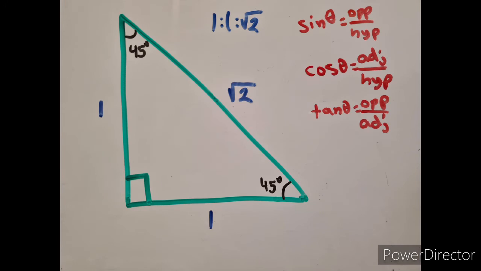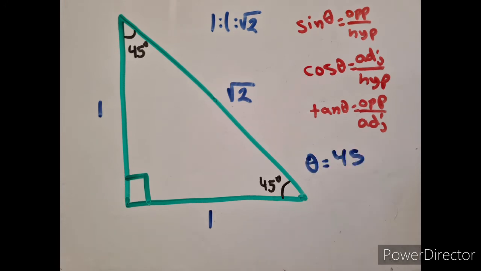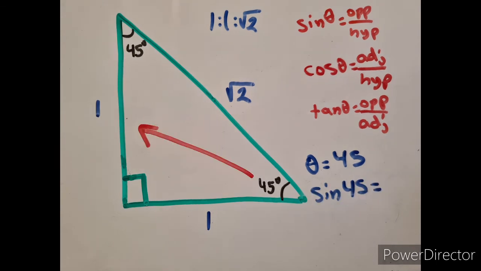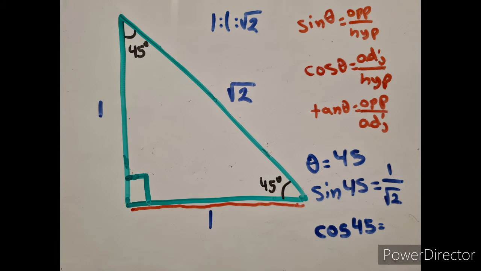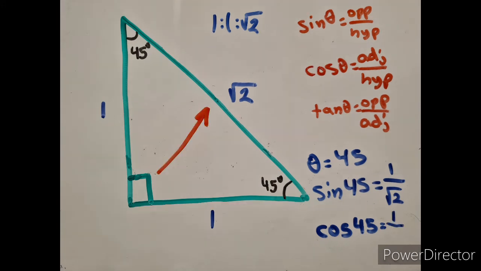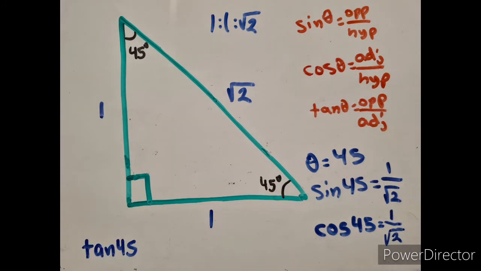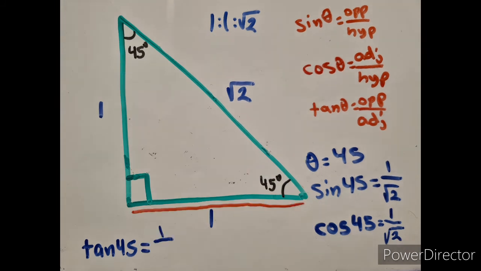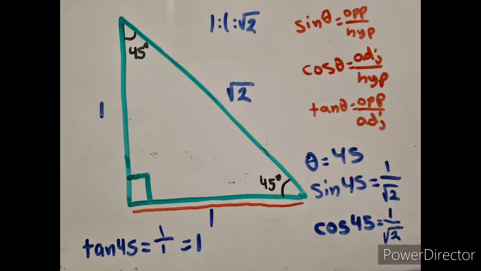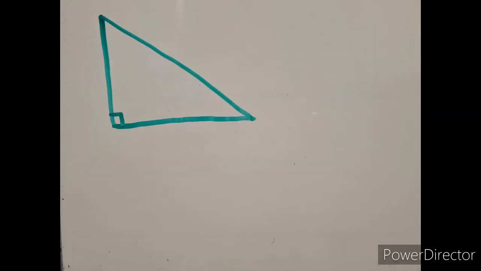Let's rewrite our three trigonometry rules and say that theta is equal to 45 degrees. Sine of 45 is equal to opposite, which is 1, divided by hypotenuse, which is square root of 2. Cosine of 45 is equal to adjacent, which is 1, divided by hypotenuse, which is square root of 2. Tangent of 45 is equal to opposite, which is 1, divided by adjacent, which is 1, and this just simplifies to 1.